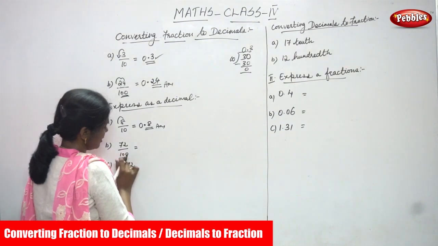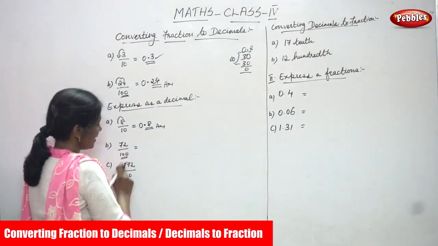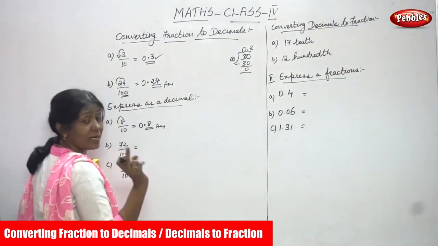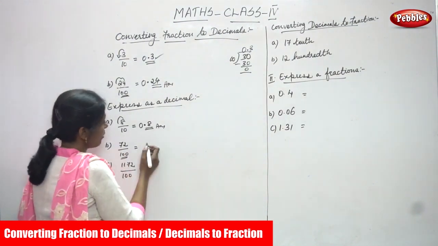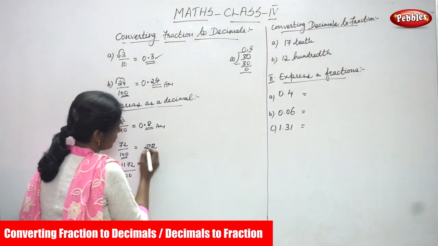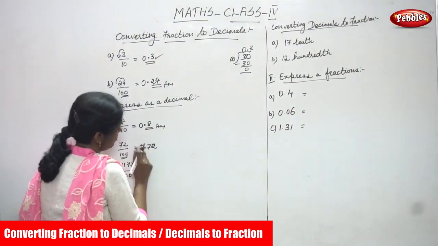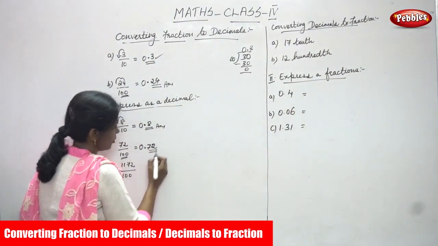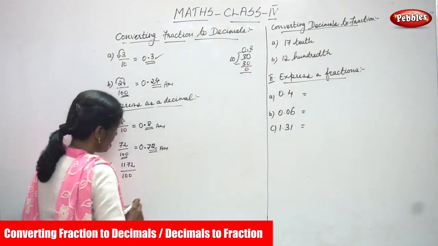Here, see, 72 by 100. How many zeros in the denominator? 72 is a numerator, 100 is a denominator. In 100, how many zeros? 2 zeros. So you have to move 2 digits. Then I have to put a point. Then after that, before the point, I have to put 0. The answer is 0.72.